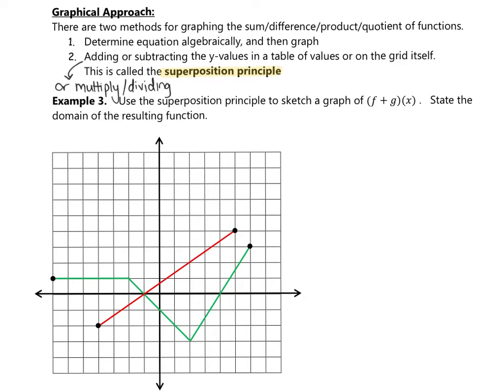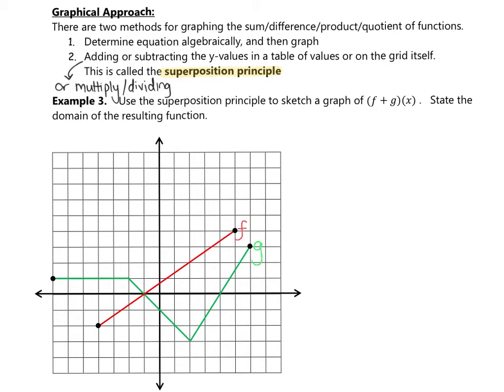So in example 3, we're going to use the superposition principle to sketch the graph of f plus g, okay? And we're going to look at the domain. And these are just not functions necessarily we know, but just based on the graphs that we see. So the first function, let's say that red is f. Let's say that green is g, and we're going to look for f plus g.